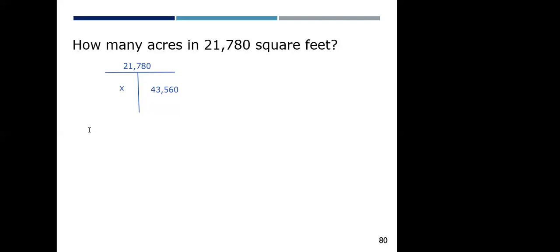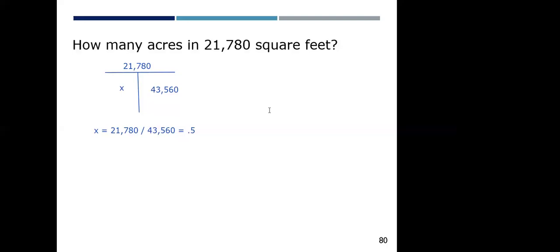The up-down line on the T-bar means divide. So X equals 21,780 divided by 43,560. You guys told me, good job. That is half an acre.